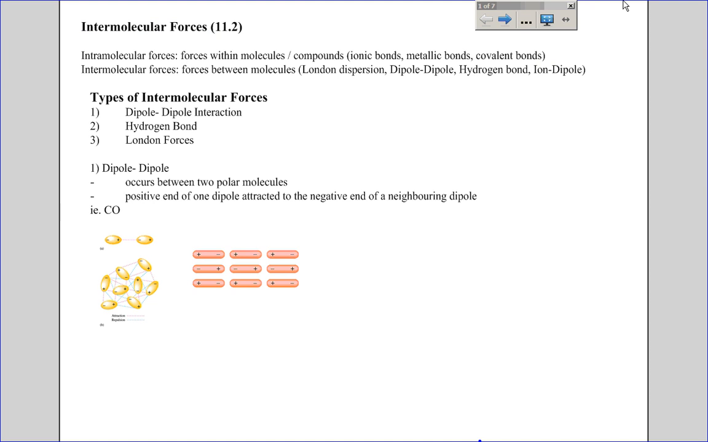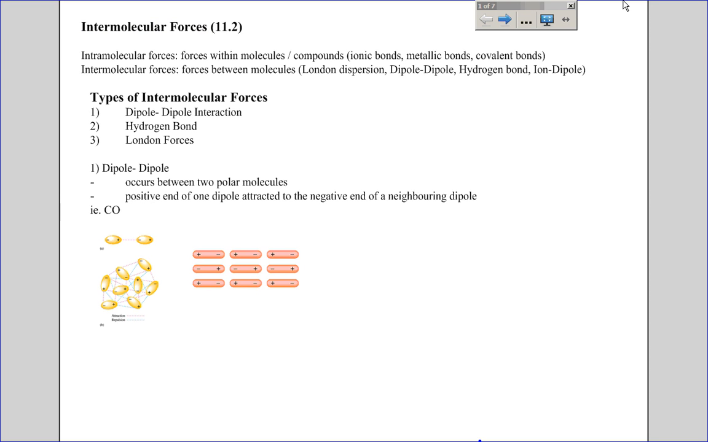The intermolecular forces are the forces between molecules. And there are three different types: London dispersion, dipole-dipole, and hydrogen bond that we will discuss. Ion-dipole forces will help us to explain some properties. Now, the order listed above, London dispersion, dipole-dipole, and hydrogen bonds, are the order of increasing intermolecular forces. So London forces are the weakest, and hydrogen bonds are the strongest of these three types of forces.